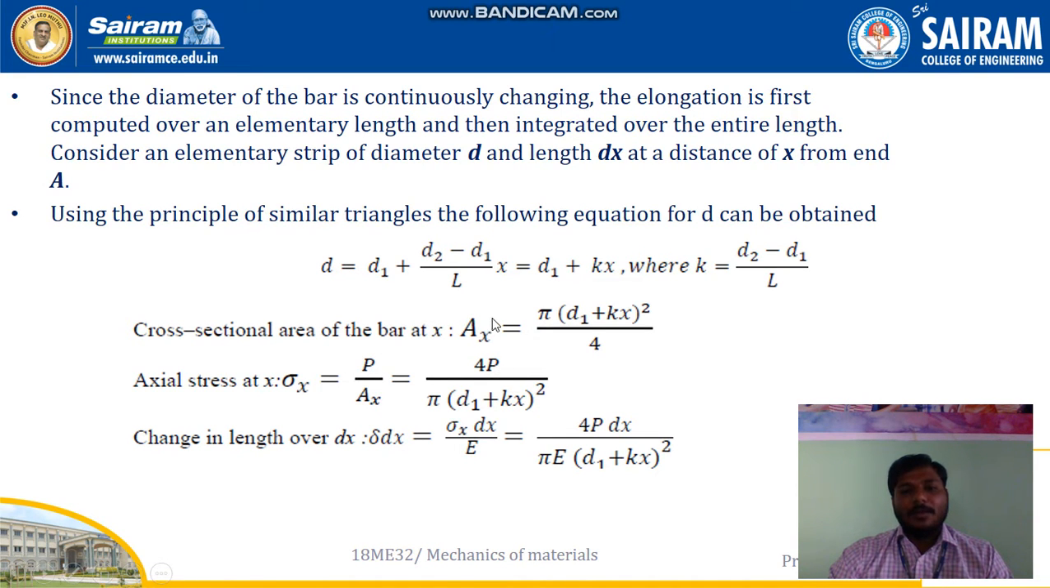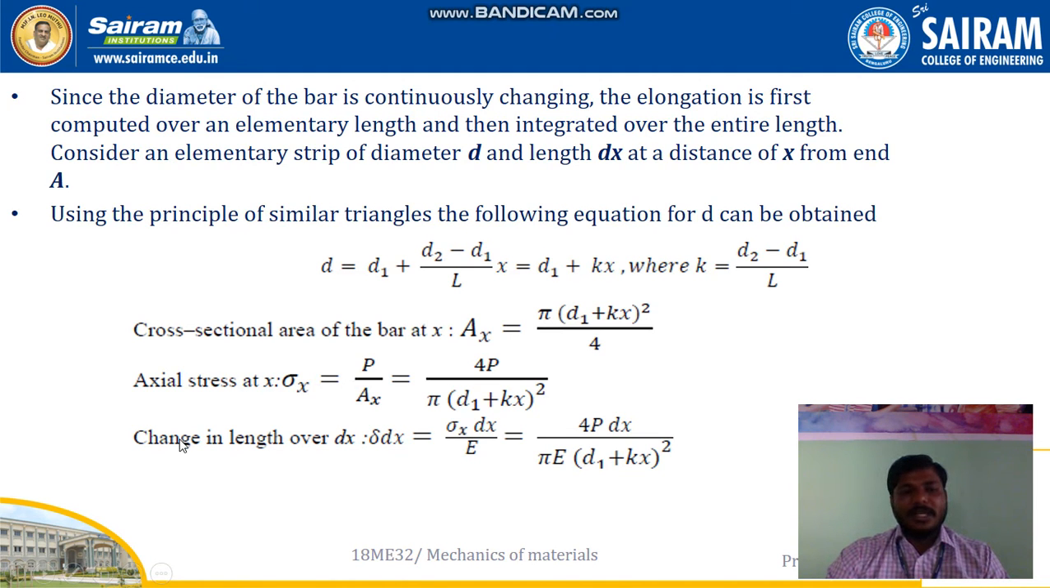Now for the axial stress, P is nothing but a load, where 4 into P, I am cross multiplying that particular area. Now I am shifting this 4 to the top. Now area is nothing but pi into (d1 plus k into x) whole square. Now this is the axial stress at this particular condition.